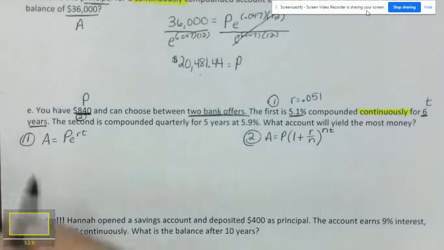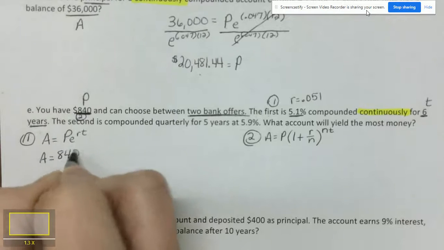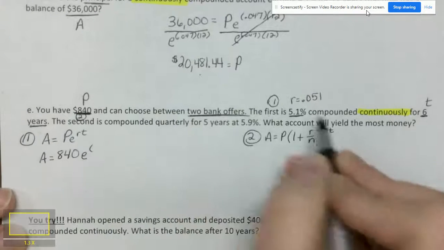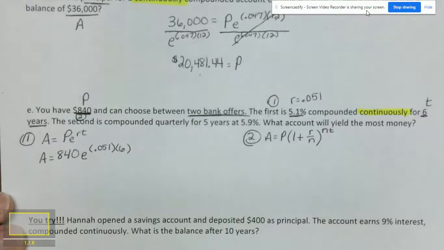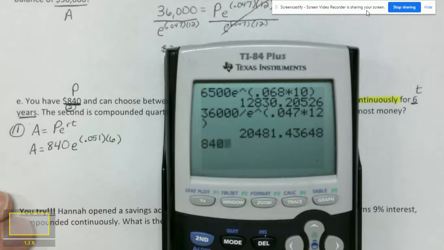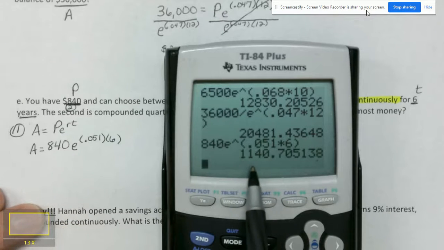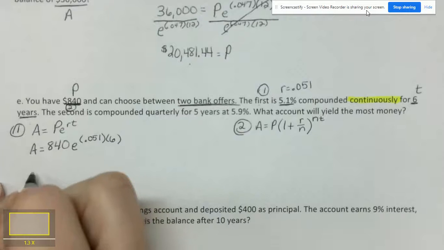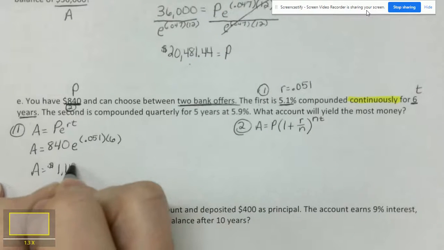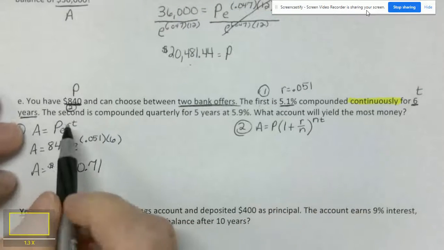Okay, so let's set that one up before we look at the second one. So we've got A equals my initial amount, 840, Euler's number raised to the R, 0.051, times T, which is 6. Now let's just go ahead and work that one. So 840 times Euler's number raised to the 0.051 times 6. All right, that gives us $1,140.71, since that's a 5. So this one, we get $1,140.71.